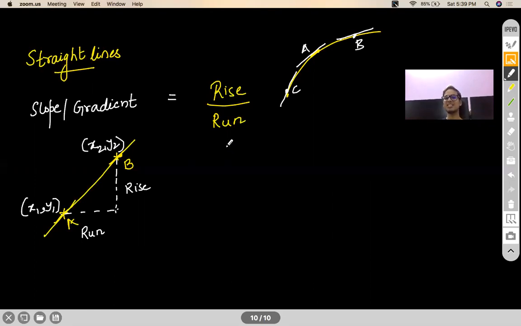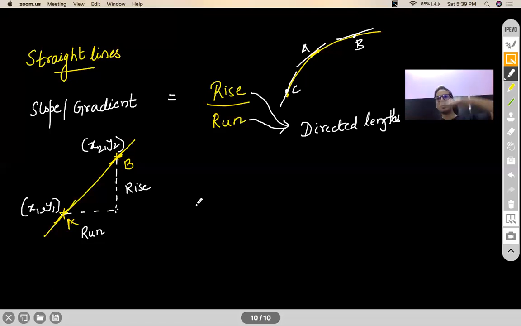Now guys, rise and run are directed lengths. Directed length means they are not absolute values. They have a sign of their own. Anything that you are measuring upwards is a positive thing in coordinate geometry. Anything you're measuring downwards is a negative thing. Anything you're measuring rightward is a positive thing. Anything you're measuring leftward is a negative thing, right? Just like we discussed in the section formula. So rise and run both can be positive and negative quantities.